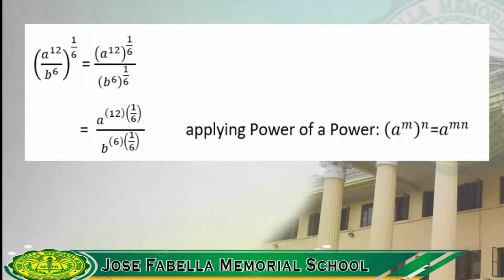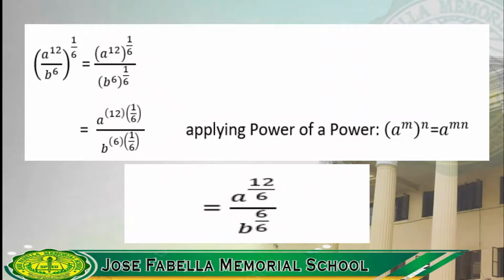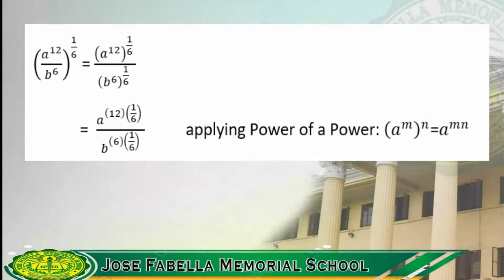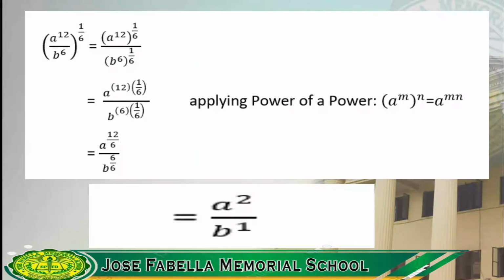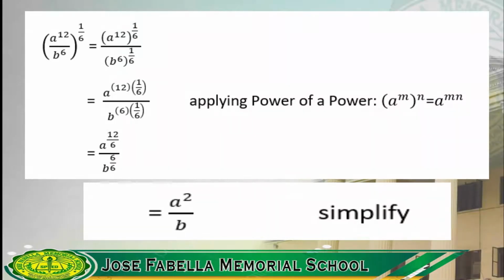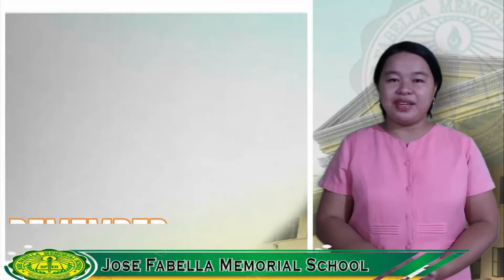Multiplying the exponents, we have a raised to 12 over 6 over b raised to 6 over 6. Simplifying the exponents, we have a raised to 2 over b raised to 1. And the final answer is a raised to 2 over b. Therefore, a raised to 12 over b raised to 6 raised to 1 over 6 equals a raised to 2 over b. At this point, let us wrap up what you have learned.